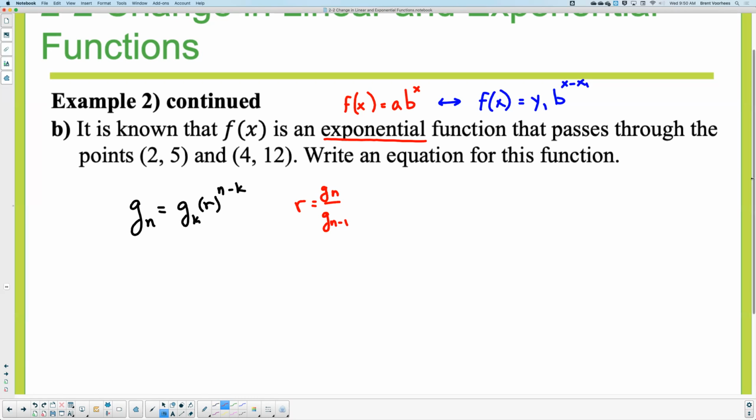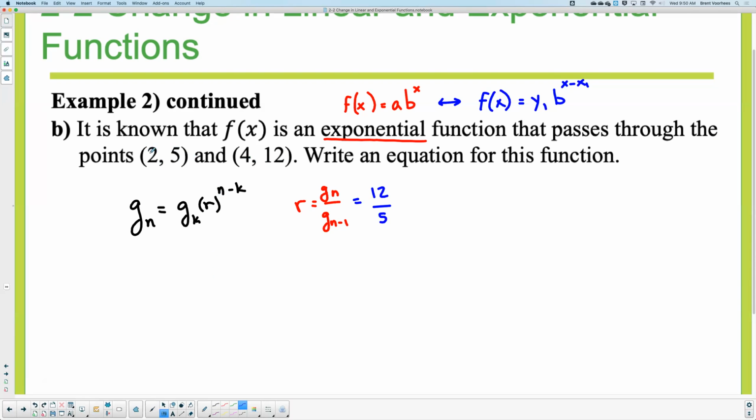Yeah. Okay, that's our formula. So what is Gn here? Gn would be 12 and Gn minus 1 is 5. That means take any term, divide by the previous term. So we got 12/5. That's our r. So now which point do y'all want to plug in? 2, 5 or 4, 12?